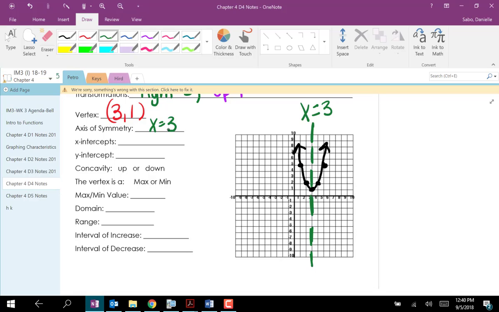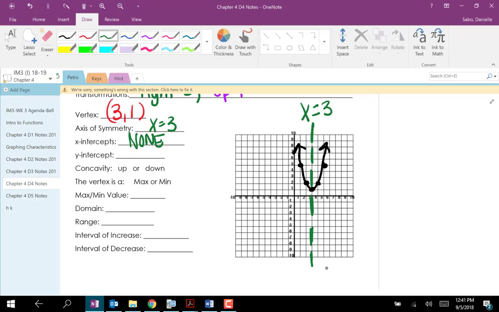Okay, your x-intercepts. Basically, you're saying, where does it cross the x-axis? Does it cross at all? No, so I have none. It's okay to write none. Sometimes there is none. Sometimes there's 2. Sometimes there's only 1. It just depends on your graph.